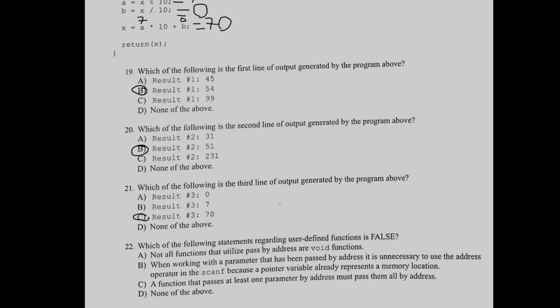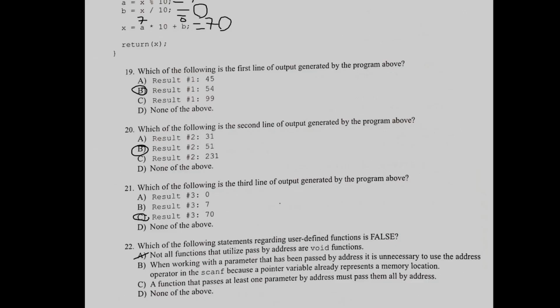Moving on, 22. Which of the following statements regarding user-defined functions is false? A, not all functions that utilize pass by address are void functions. That's true. You can have a function return a value and utilize pass by address. So that's not our answer.